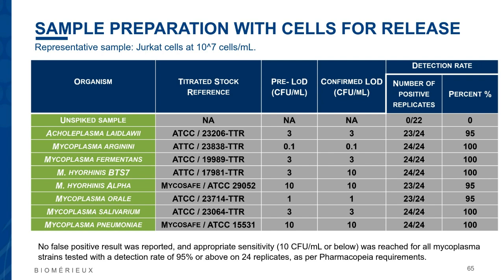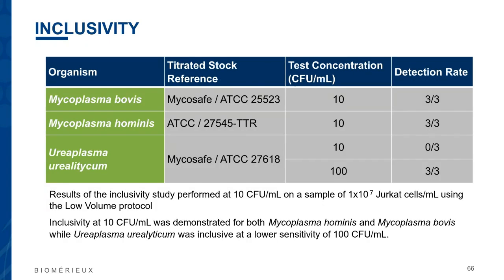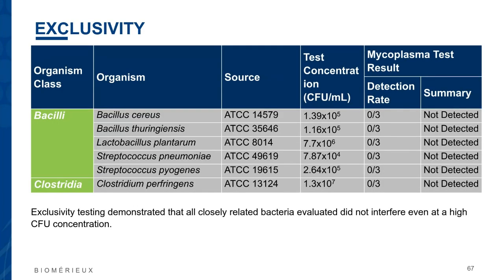We have the appropriate sensitivity for all the mycoplasma tested, a detection rate of 95% for 24 replicates, which meets the pharmacopoeia requirements. In terms of inclusivity, inclusivity is really to see whether other mycoplasmas can also be detected in the context of the assay, again including 10^7 URCAT cells per ml for this low volume protocol. We can see here that Mycoplasma bovis and Mycoplasma hominis were detected at the detection rate. And Ureaplasma urealyticum is detected at a little bit less than 100 CFU in that case.